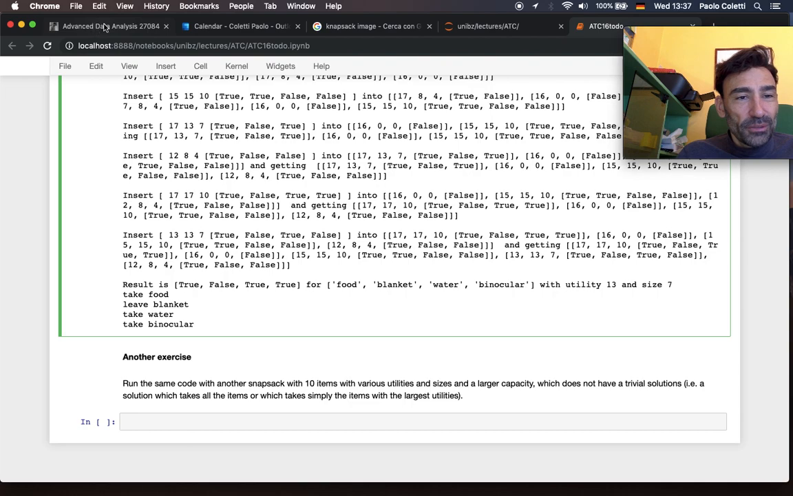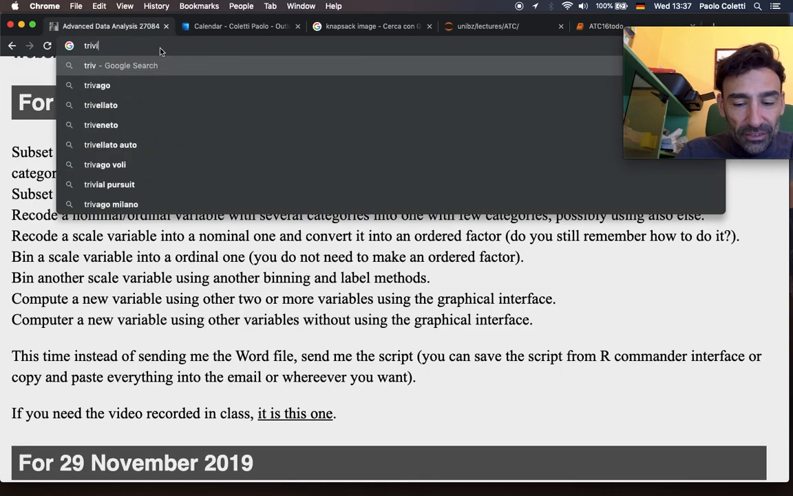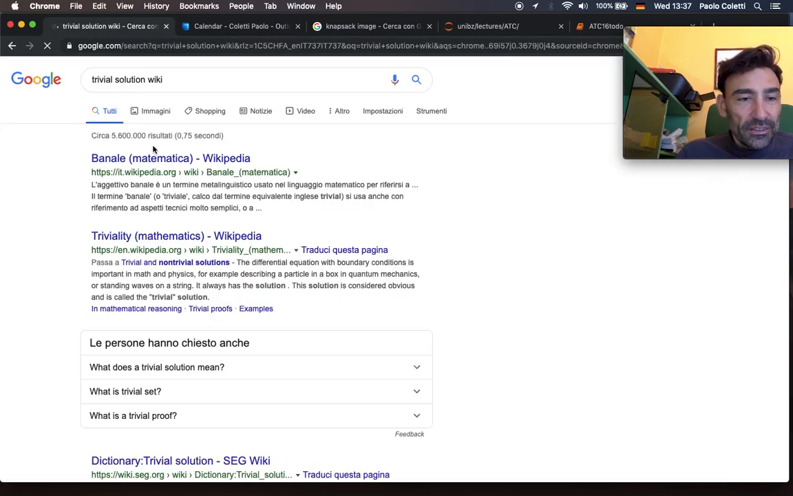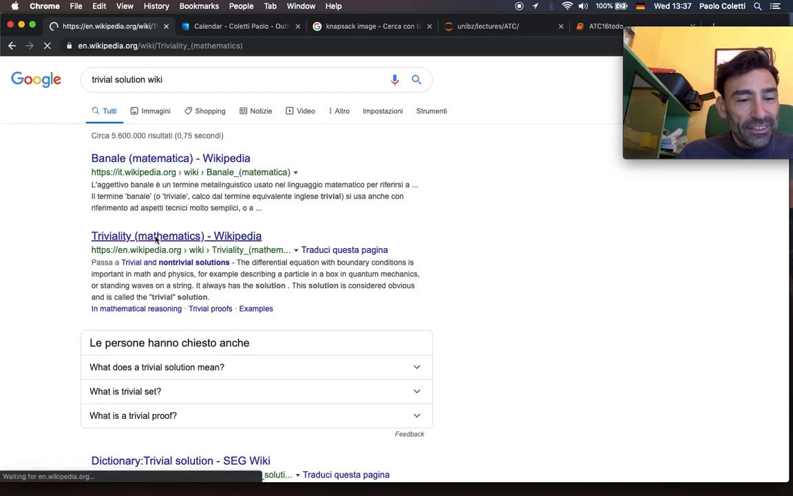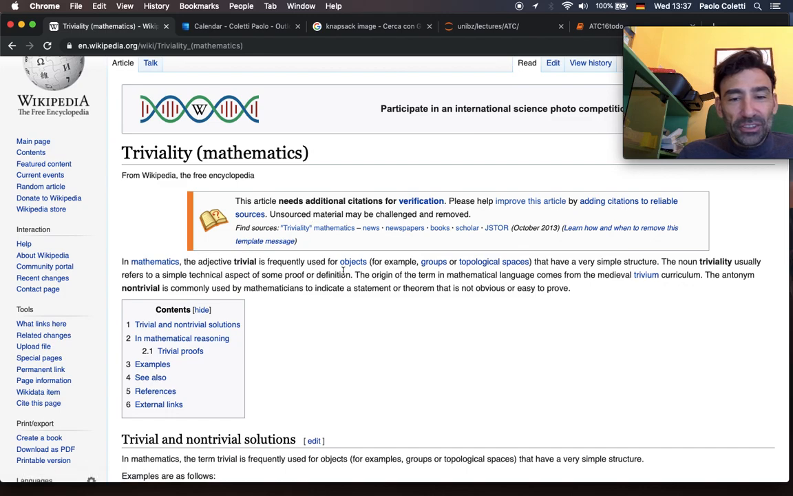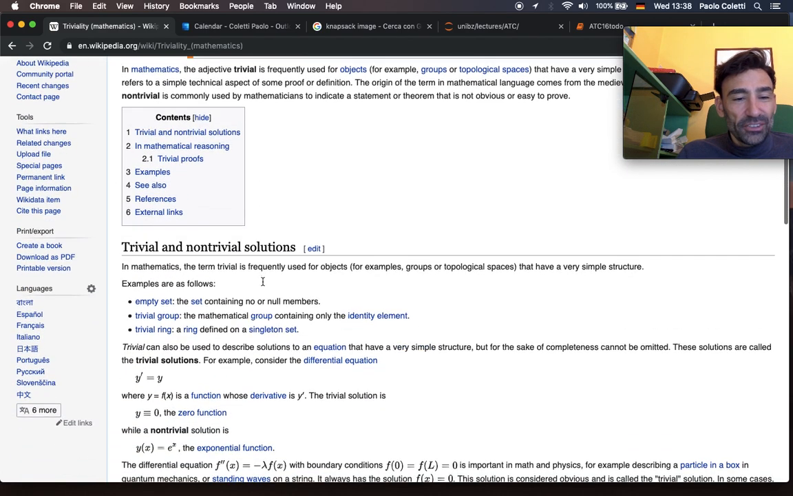Is that trivial on Wikipedia? Trivial solution Wikipedia. In Italian there is banale. There is also triviality in mathematics. In mathematics, the adjective trivial is frequently used for objects that have a very simple structure. Okay. Trivial and non-trivial solution.